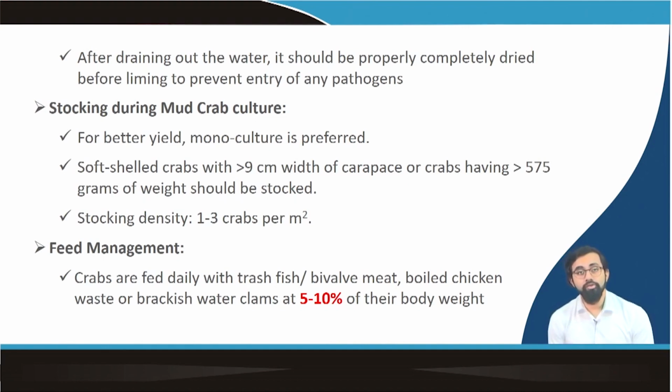For stocking during the mud crab culture, for better yield monoculture is preferred in general, but you can go for polyculture as well. It will give you higher return. Soft shell crab with more than 9 centimeter width of carapace, or crabs having more than 575 gram of weight should be stocked, and stocking density can be between 1 to 3 crabs per square meter. Well, it depends upon what type of culture. If you go for cage culture, it can be as high as 10 crabs per square meter, which will definitely increase your productivity like anything. So that's why people have started going for cage culture nowadays for crab farming.